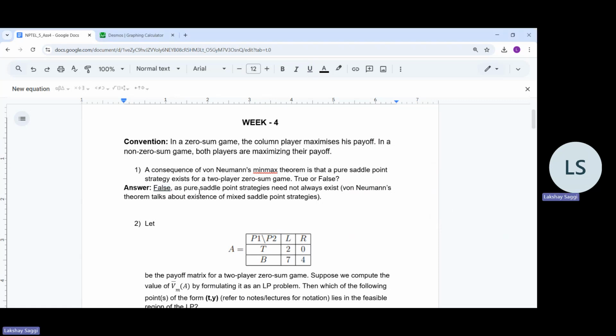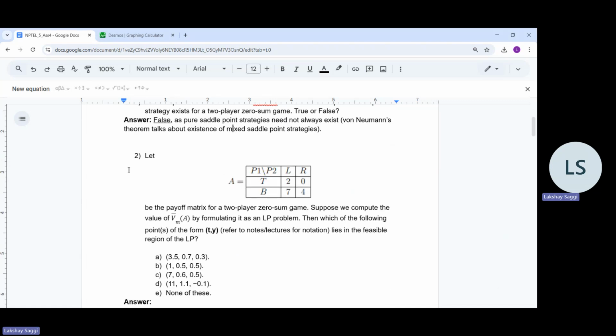Okay, so I guess this was just a warm up. And then we can get to the second question now. The second question is a bit of a numerical based question. We'll be focusing more on numerical based questions today because questions related to mixed strategies tend to be a bit numerical anyway.